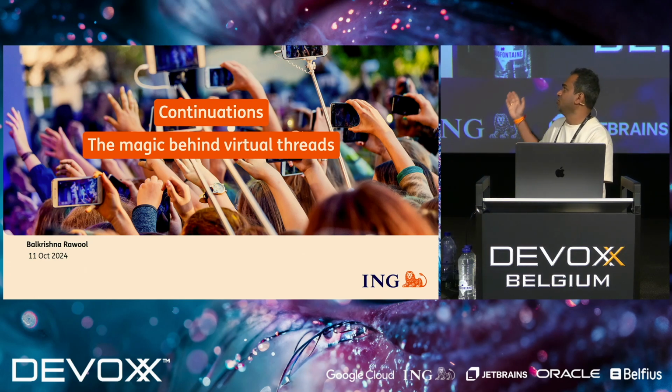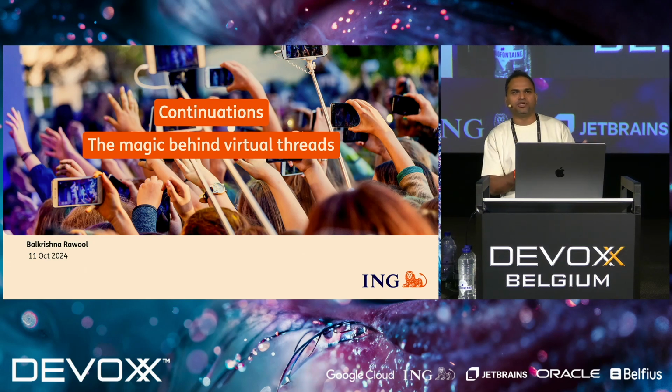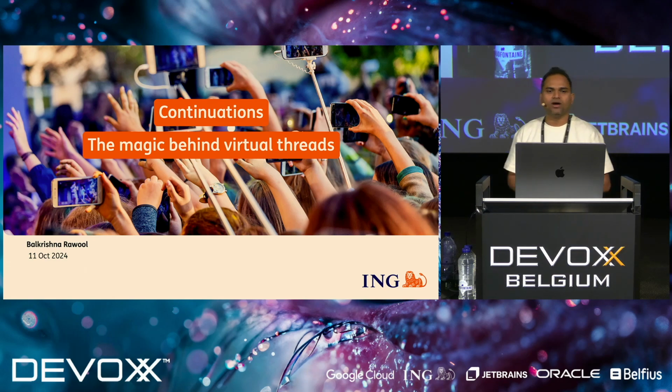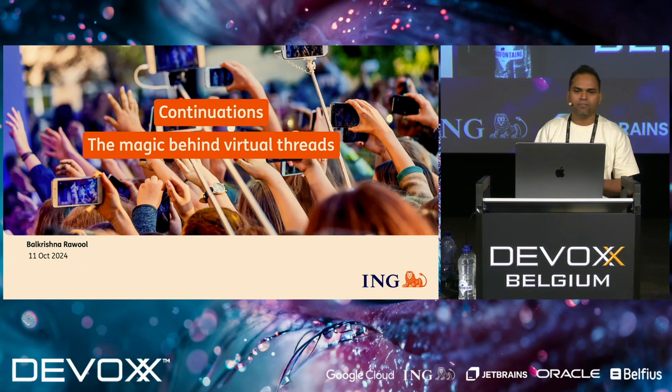The title is Continuations, the Magic Behind Virtual Threads. Virtual Threads, as we know, is an important feature of Project Loom, and it is also released as a final feature in Java 21. It also promises to bring high scalability. But the real hero of the story is continuations. Continuations is actually the magic that enables virtual thread to provide high scalability. And that is exactly what we're going to explore in this talk.